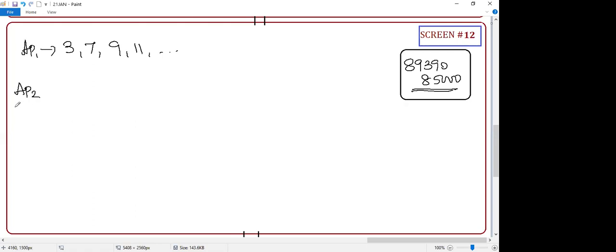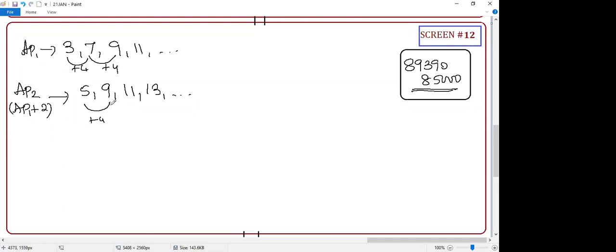AP2 is just AP1 plus 2. Can you tell me what will happen? 5, 9, 11, 13. It is going like that. What's happening here? Because of adding plus 2, your first term is getting changed. Yes or no? Now the question is whether this is AP. Check.